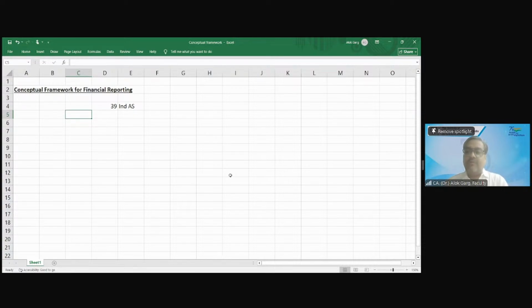Revenue. You will recognize the revenue when you have completed your performance obligation. Yes or no? You will recognize your revenue when you complete your performance obligation, doesn't matter that the debtor has paid you money or not. Likewise, provision for gratuity.